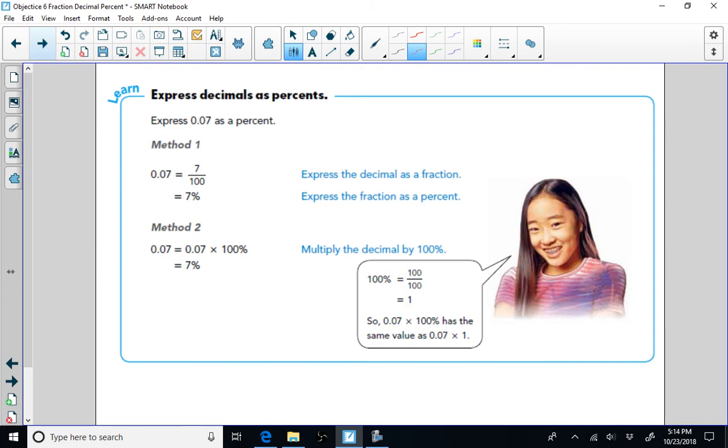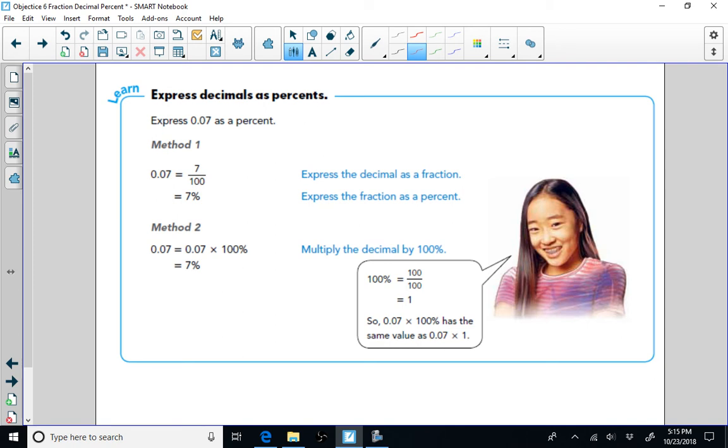We continue. We want to express decimals as percents. All right, and here's a little example how to do it. Right, when we went from percent to decimal, we slid the decimal point 2 places left. Well, just the opposite is true then. If I want to go from decimal to percent, I slide the decimal point 2 places right. It is the same as multiplying by 100. All right, so I take 7 hundredths, I multiply by 100%, and I get 7%.